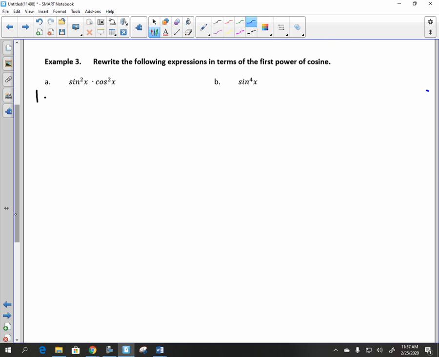All right, example number 3. Rewrite the following expressions in terms of first power of cosine. Notice the directions. It says first power and it says cosine. So right now, this is run on 2 levels. I have squareds and I have a sine. We got to get rid of that. Anybody know what I want to plug in for sine squared? 1 minus cosine of 2x over 2 times, what do I plug in for cosine squared?